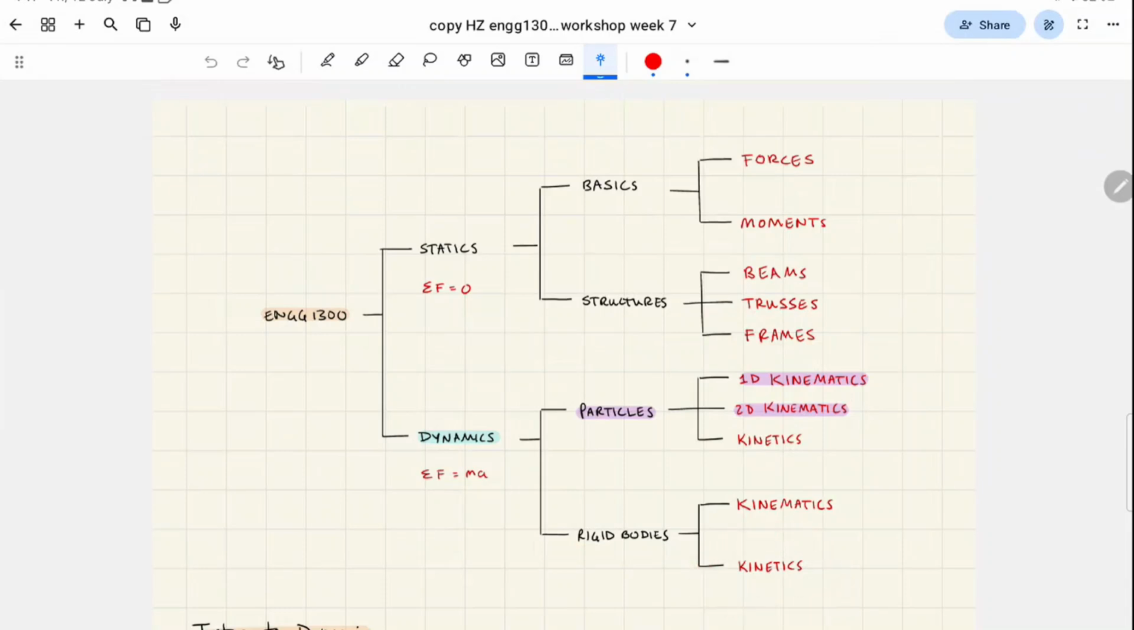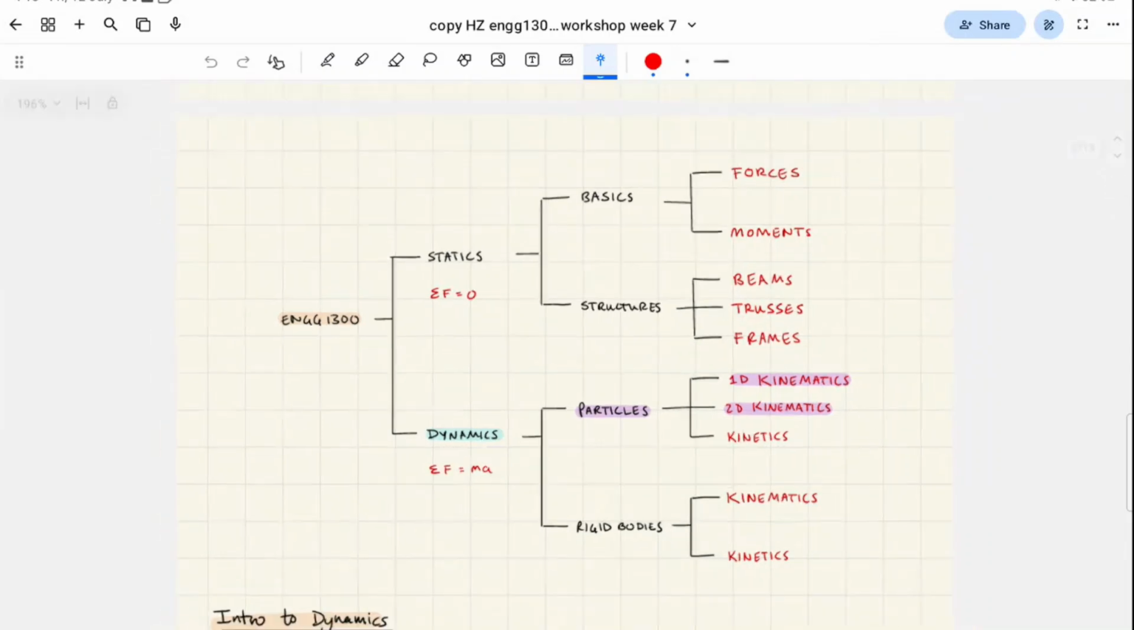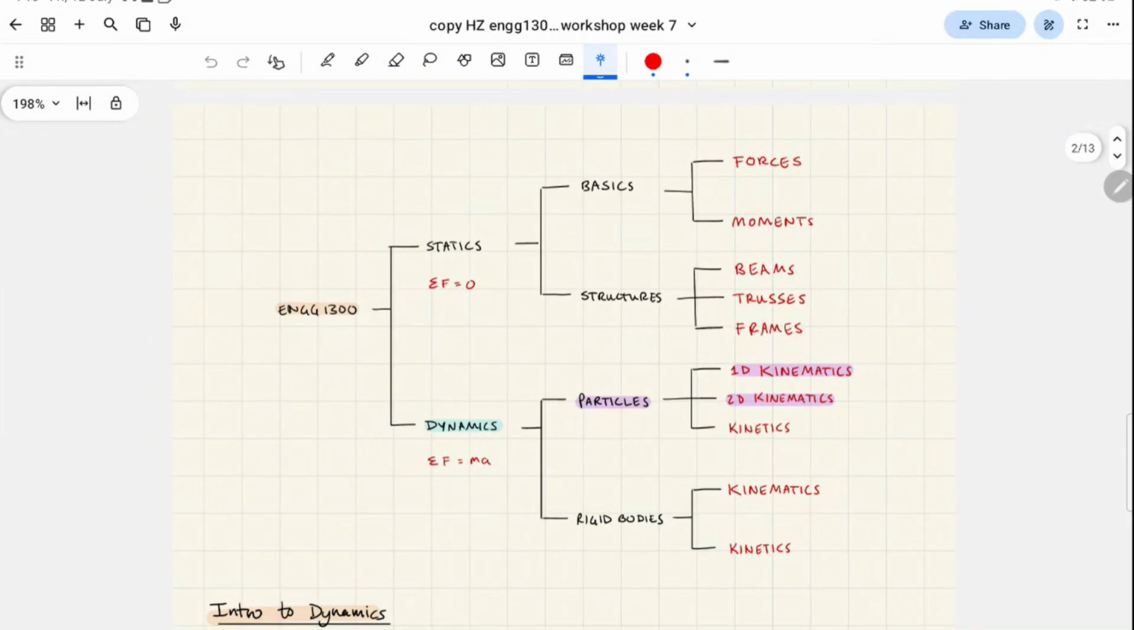But kinetics, I don't want to guarantee this until week 10, but kinetics has not been included in the finals, so it's essentially not assessable content based on how the civil school runs 1300. In all the other schools, like mech and mining, they run kinetics as well, but it's one of the more difficult parts of the course and they've slashed it out. Not to say that kinematics isn't hard for rigid bodies, but at least one difficult part of this course isn't in it anymore, you know what I mean? So we're going to be focusing on particles.